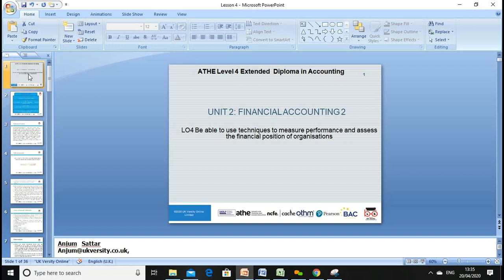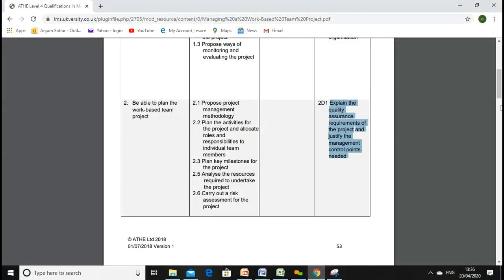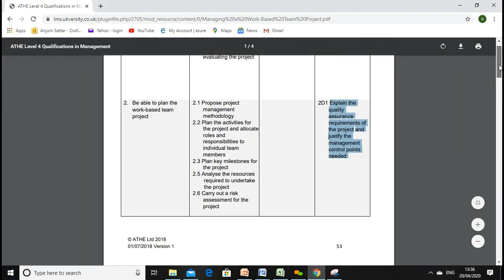In this lesson, we'll go through LO4, which is the learning outcome: be able to use techniques to measure the performance and assess the financial position of an organization. So we will go through different organizations, assess their financial position, and on the basis of this assessment we recommend either to invest or not invest in these companies. That will be the focus of my lesson.